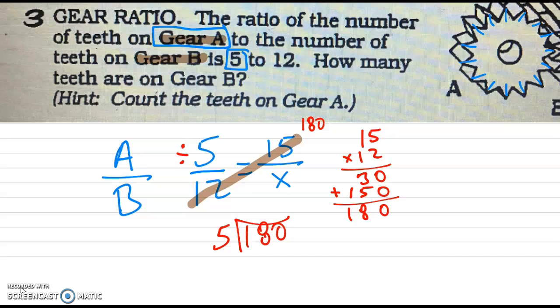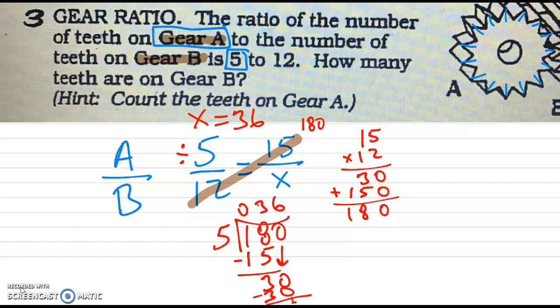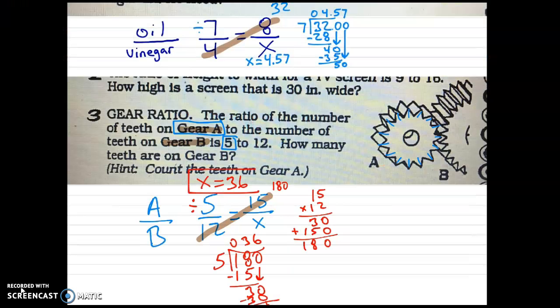So it is 180 divided by 5. 5 goes into 18, 5 times 3, right? Subtract, it's 3. Bring that 0 down. 5 goes into 30. 5 and 5 is 25, so it's got to be 6, with nothing left over. Sorry, I ran out of room down there. So it ends up being 36. So X equals 36.